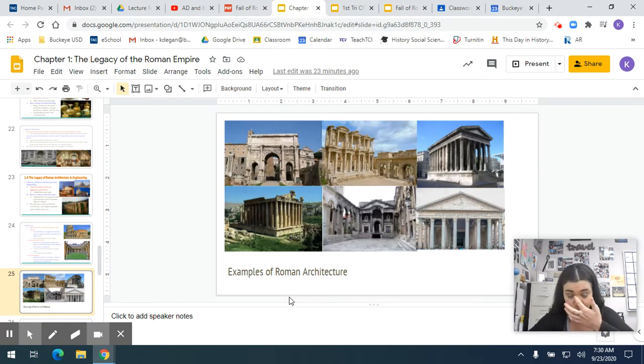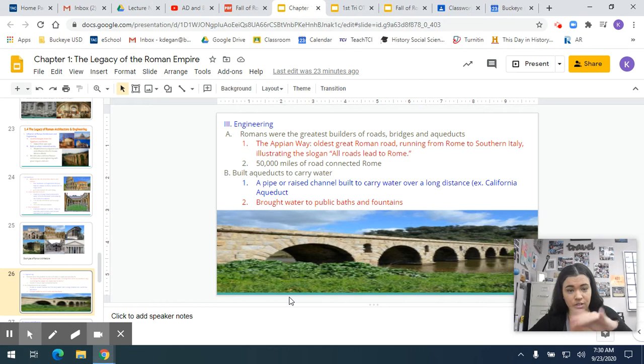So here are some more examples of Roman architecture and engineering you already know. Again, you don't need to write this slide because we've already talked about this quite a bit. So they created the Appian Way, which is the oldest Roman road running from Rome to southern Italy, and it illustrates the slogan, "All roads lead to Rome." You've seen the map of their road system, and you saw how their roads were created.